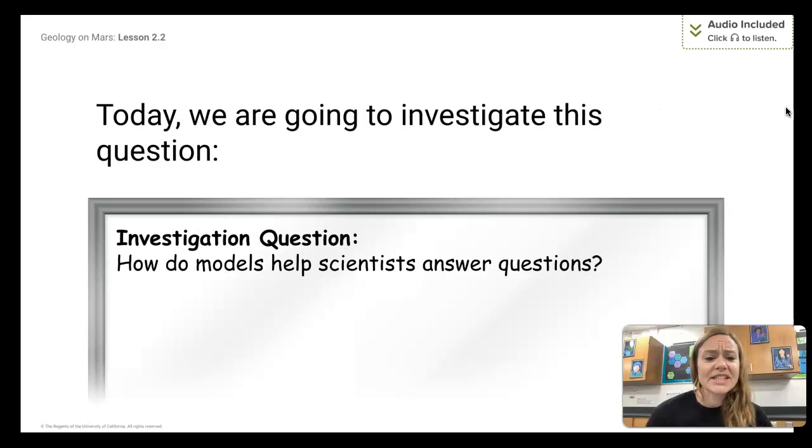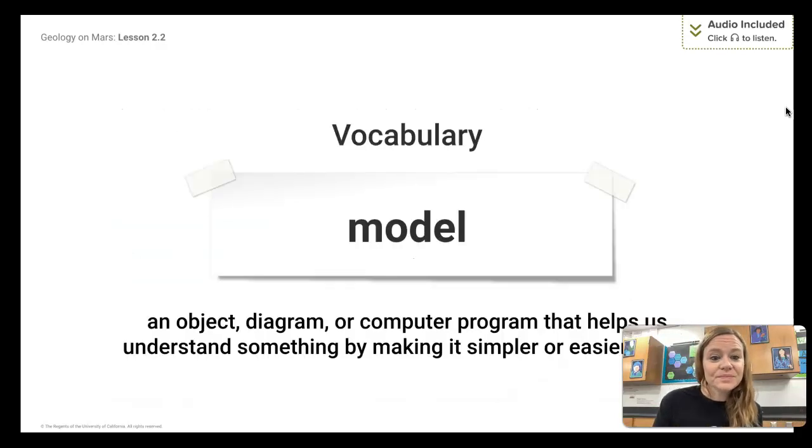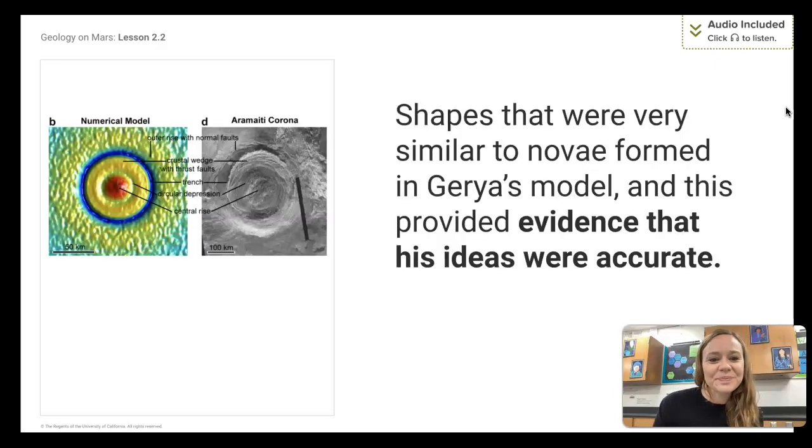And then we're going to investigate this question: how do models help scientists answer questions? We're going to look at how we can use models to help us understand what we are working on, what questions we have, and what questions we are asking. A model, if you don't remember, is an object, diagram, or computer program that helps us understand something by making it simpler. We could use computer models, which are digital, and we could create actual physical models. We could create diagrams. We could use objects in order to create different models or to look at models.